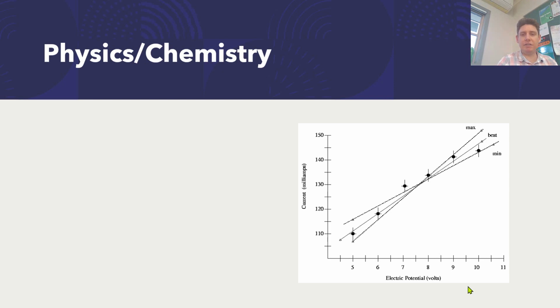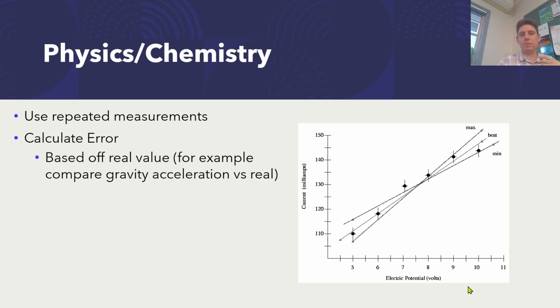Physics, chemistry, very different. You'll have a graph like this, like current versus volts. We find repeated measurements, so you'll do 3 trials or 5 trials, and so you've got a range. So you've got the maximum of one trial, minimum of the other trial. And so you're calculating the error, which is one thing. Different to standard error, this is the error.